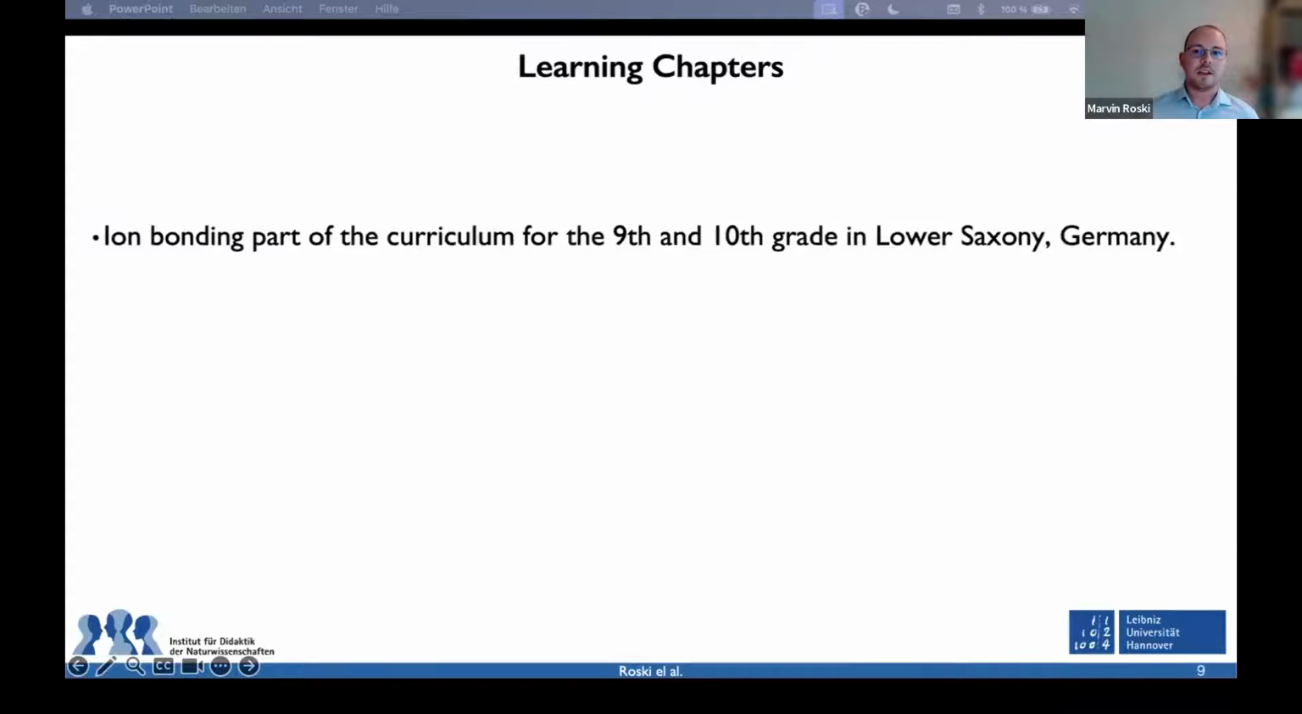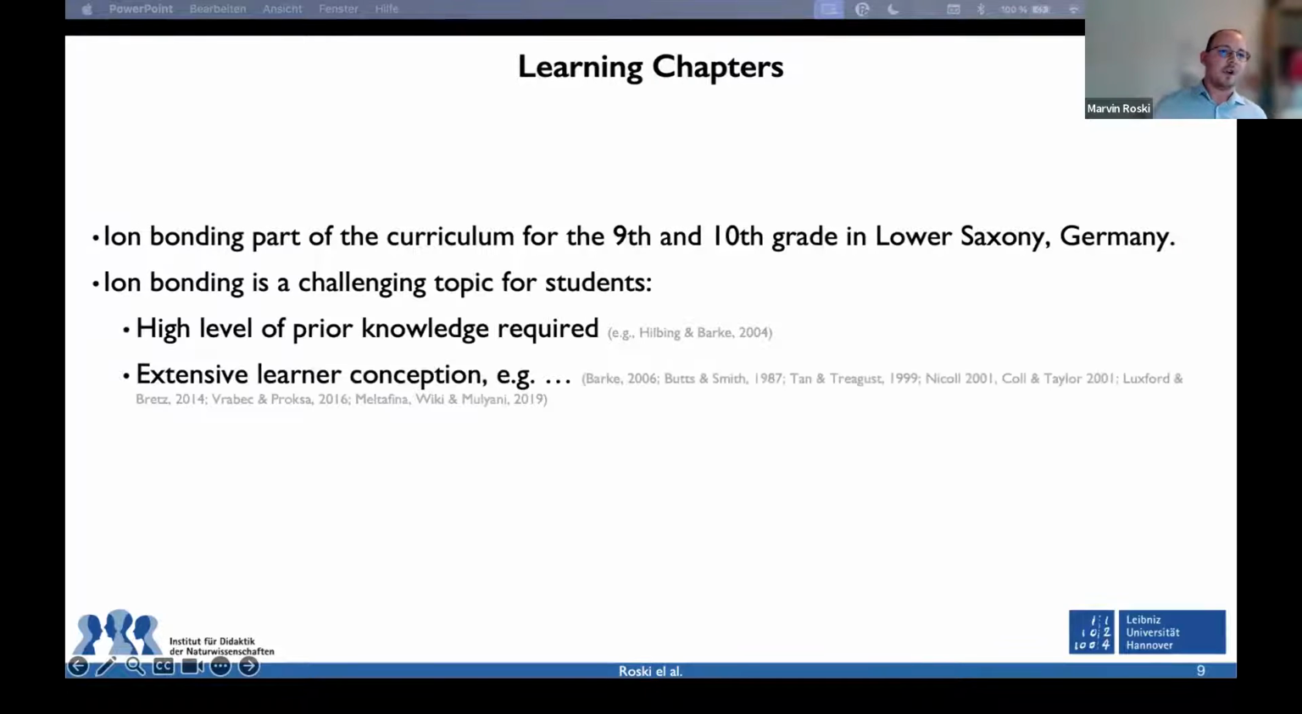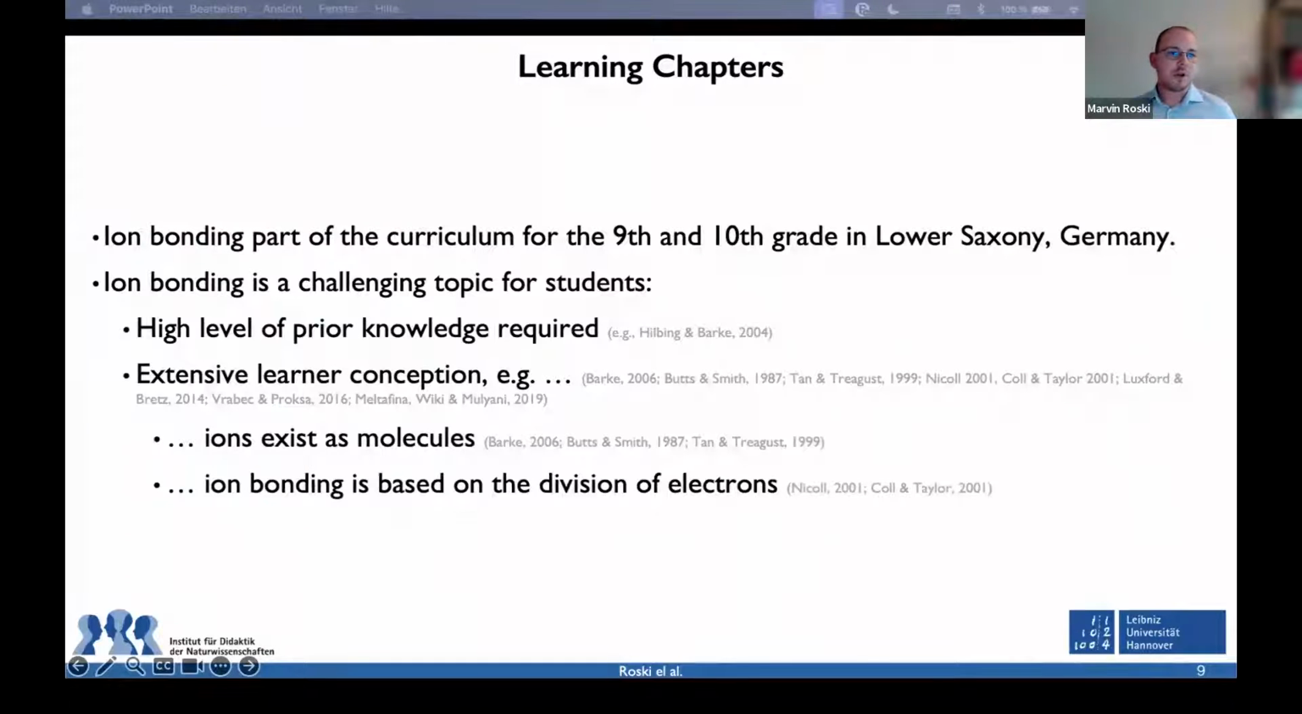Ion bonding is part of the curriculum of the 9th and 10th grade in our federal state here in Germany and is used to define the content area. However, ion bonding is a really challenging subject for learners as it requires a lot of prior knowledge and there are extensive learner misconceptions. For example, that ions exist as molecules, or that ion bonding is based on the division of electrons.